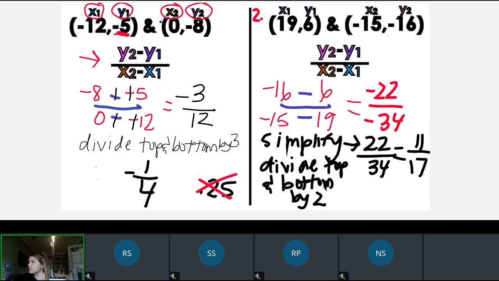Any questions about finding slope using 2 points?